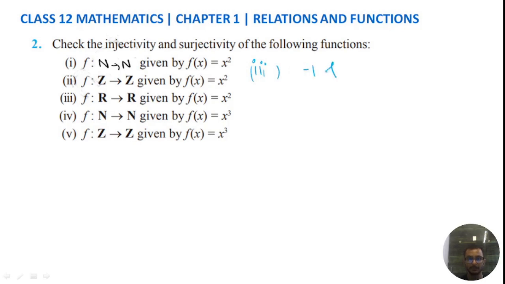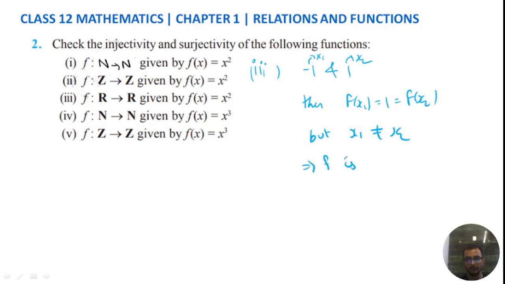Again you take -1 and 1, this is x1 and this is x2, then f of x1 equals 1 equals f of x2, but x1 is not equal to x2, which gives f is not 1-1. Now whether it is onto or not, now it will be onto. Why? Because now the whole set of real numbers is involved. So let y belong to R, that is from the codomain. Now you should find some x in the domain whose image is y.